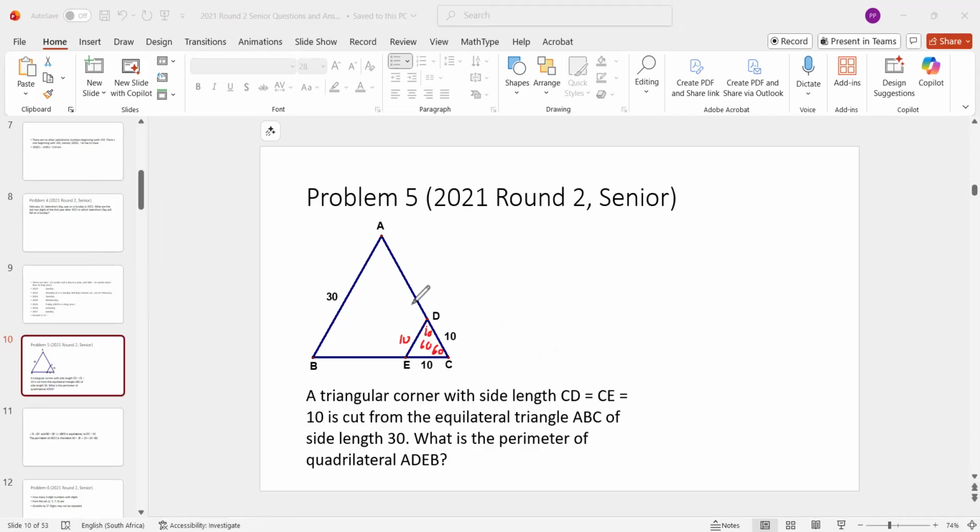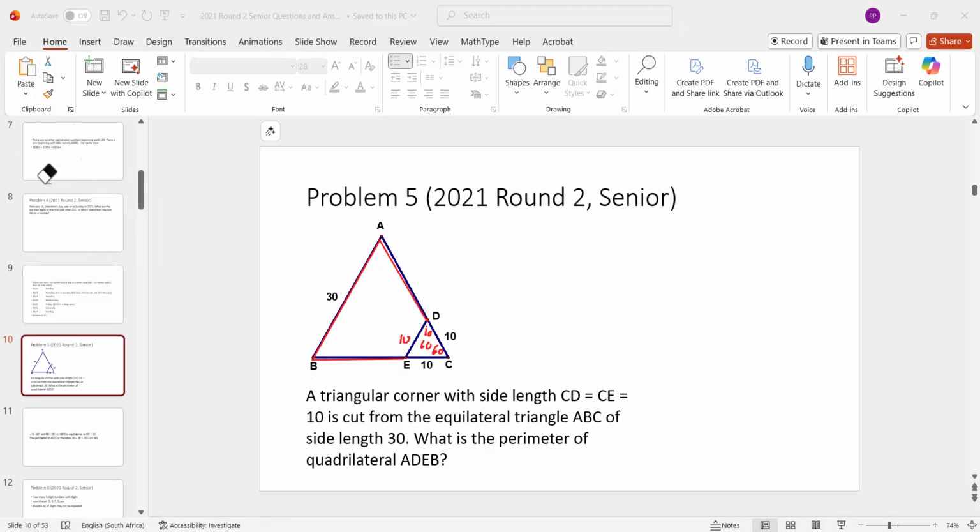Okay. Now, what's the question? What is the perimeter of quadrilateral ADEB? So you got this quadrilateral here. Perimeter means if you add up all these sides, all right. So if you add up the four sides, the question is, what will the answer be?